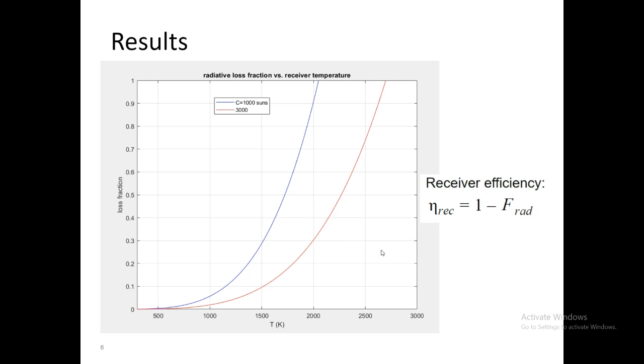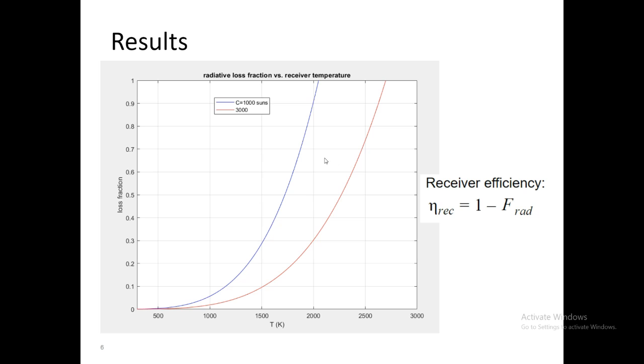Plotting FRAD against temperature, we get this trend. It's an exponential trend at two different concentration ratios. The blue curve is for 1000 suns and the red curve is for 3000 suns.